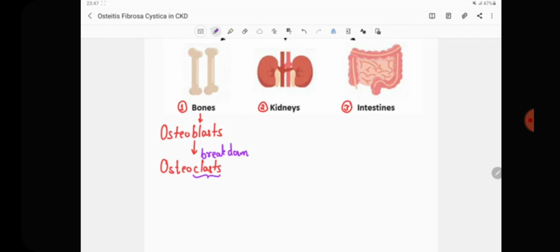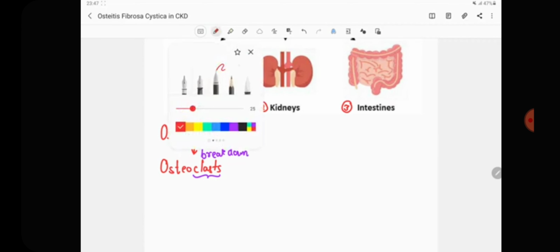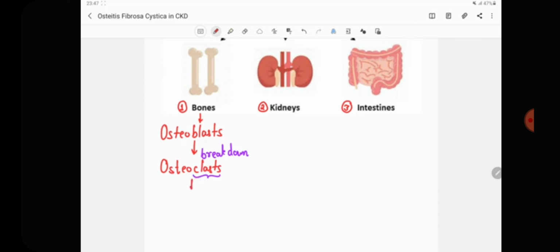So what would they eat up? They would be eating up the bone, right? They would be eating up the bone, and they would cause bone resorption, right? And this bone resorption in turn would release what? In turn would release calcium, and this will cause an increase in the serum calcium, okay?